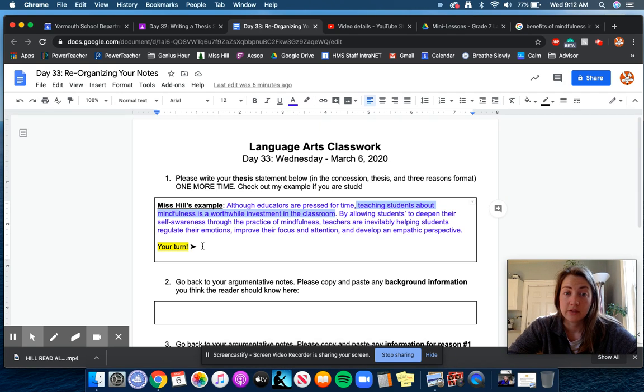And my reasons for that are by teaching them these skills, one, it can help students regulate their emotions. Second one, I don't know why I put three fingers up, improve their focus and attention. And then three, it can help students develop an empathic perspective. Okay, so mine's a little bit formulaic. It's not very wordy or flowery in language. Feel free to add those things to your work today. I'd like you to add your thesis one more time here.